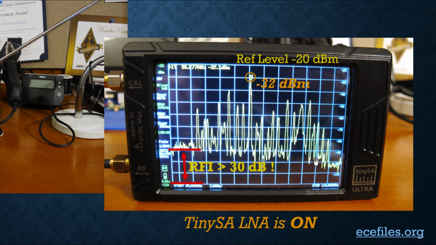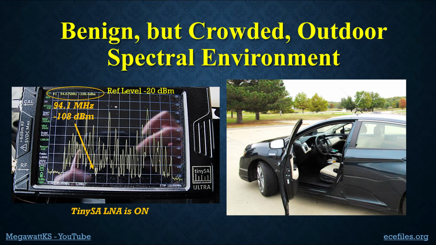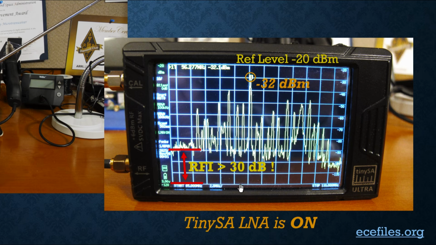So where are the weak signals? Well, they're down here, or they're supposed to be down here. A perfect receiver with a really good low noise amplifier with a noise figure of 3 to 5 dB should be able to see signals down to this bottom line. But you can't. And is that due to this tiny SA spectrum analyzer limitation? Well, no, it's not. It's due to radio frequency interference in the environment.